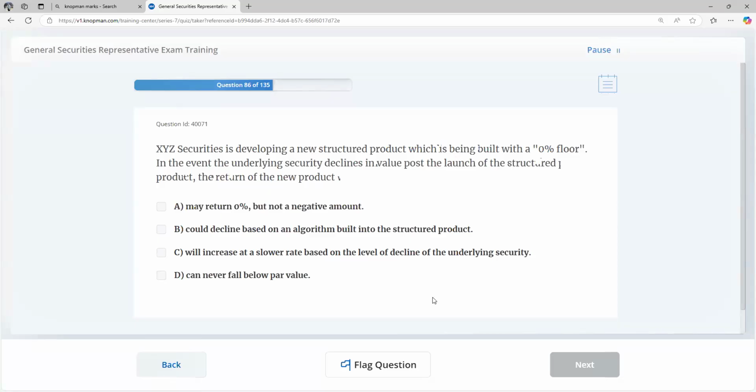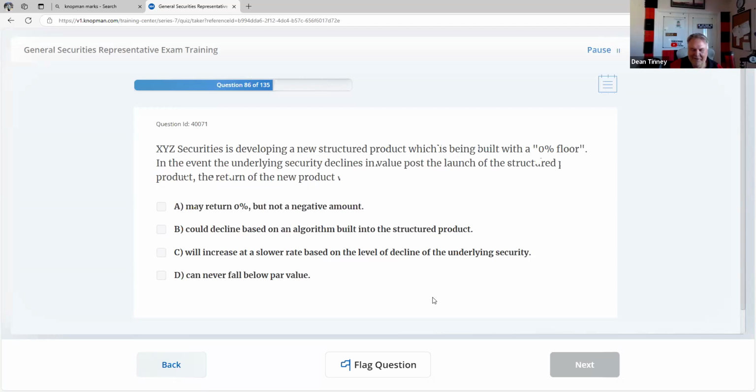Securities is developing a new structured product which is being built with a 0% floor. Yeah, I have no idea what this question's about. So my guess is that we're doing something like an equity indexed annuity or something. So I'm going to say A, but I have no idea what they're asking about here.